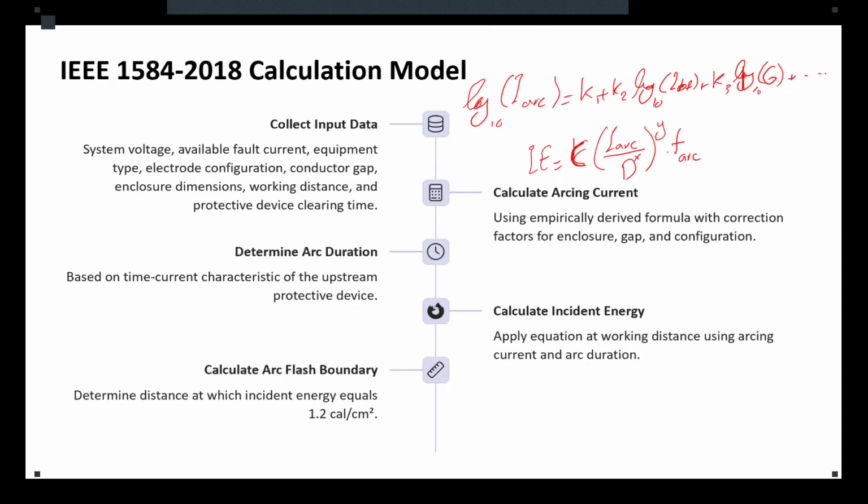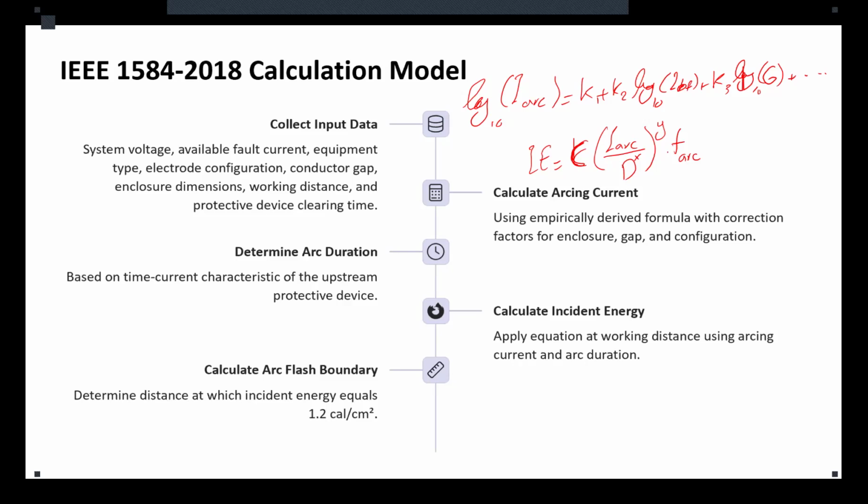C, X, and Y are practical drive constants, so they are defined in the standards. The arc current is, as the name says, the current of the arc. D is the working distance, in millimeters, and the arc T, the time of arc, is the duration in seconds where the arc exists until protection would clear out.